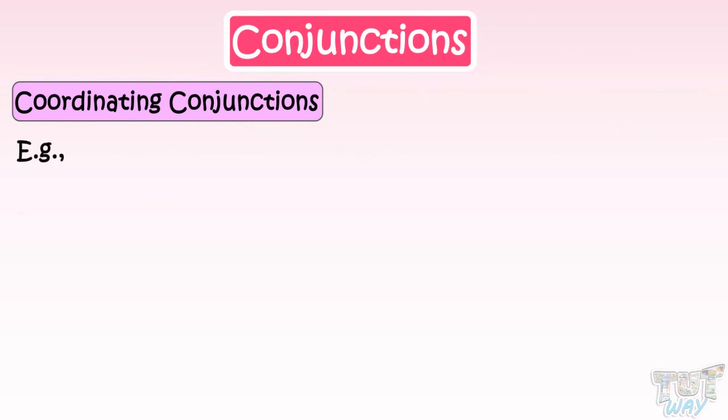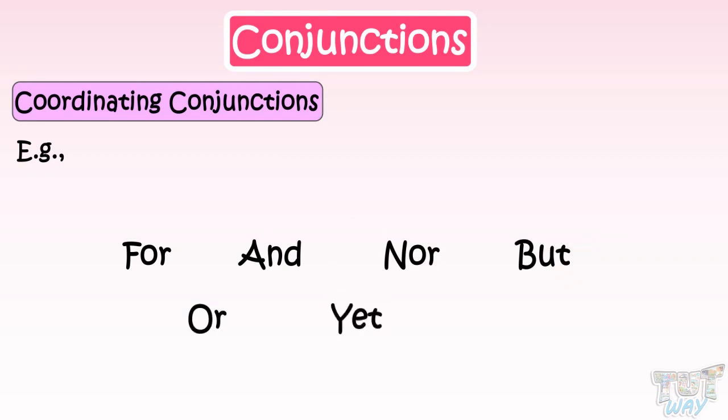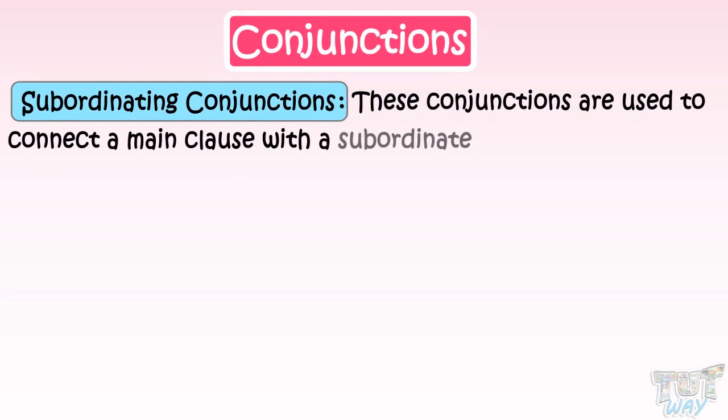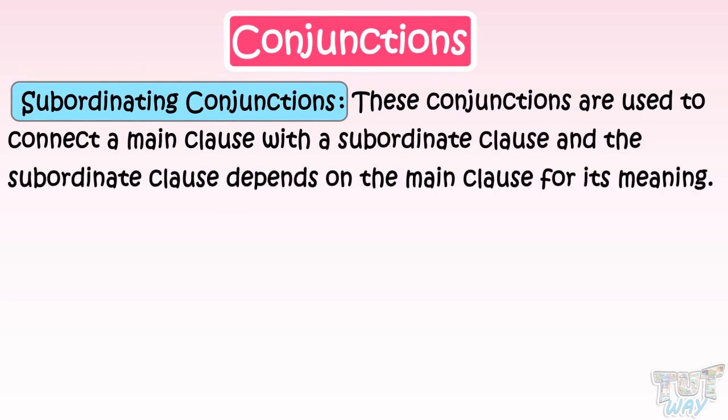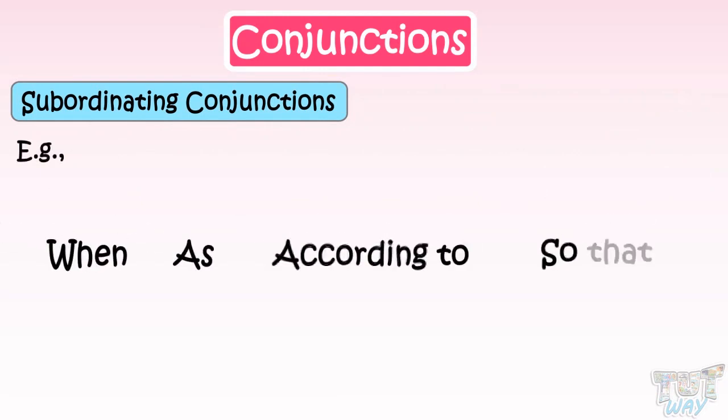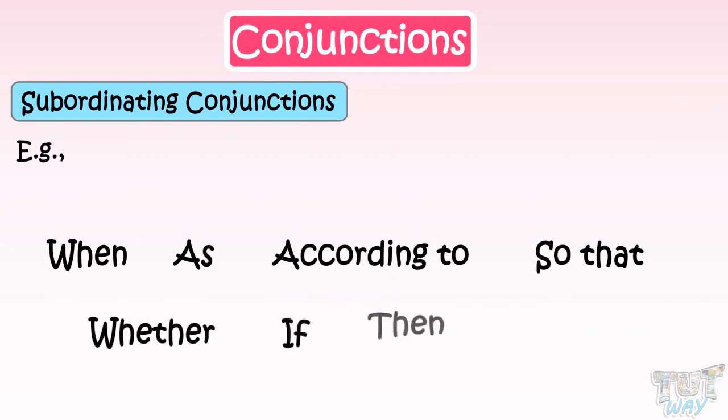Conjunctions like for, and, nor, but, or, yet, and so fall in the category of coordinating conjunctions. The next type of conjunctions, that is, subordinating conjunctions. These are used to connect a main clause with a subordinate clause, and the subordinate clause depends on the main clause for its meaning. Conjunctions like when, as, according to, so that, whether, if, then, although, come under subordinating conjunction.